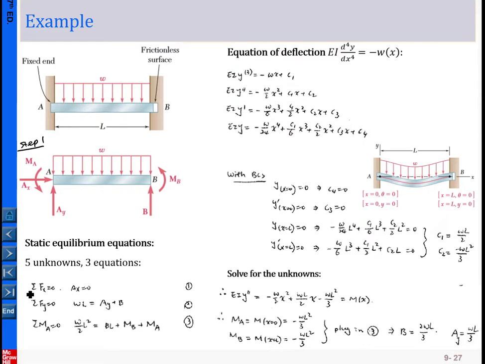Okay, so here we formulate the equilibrium equation in the x direction. So Ax equal to 0, which is kind of trivial. Then for the second and third equations we have these. So right now we have 5 unknowns, so we need 2 more equations to solve for the 5 unknowns. And the 2 more equations come from the deflection equation here. So again the boundary conditions are these.